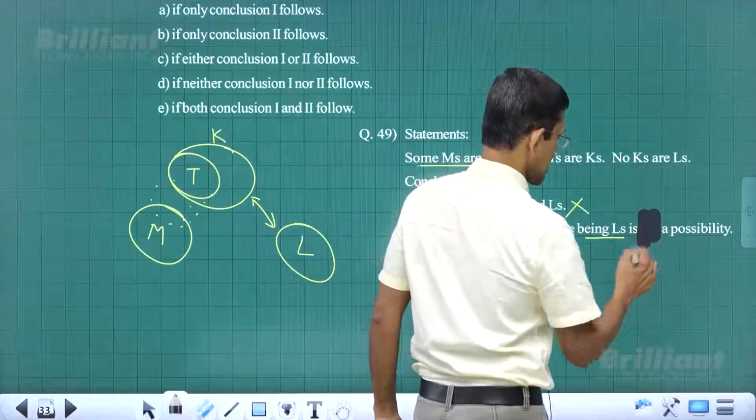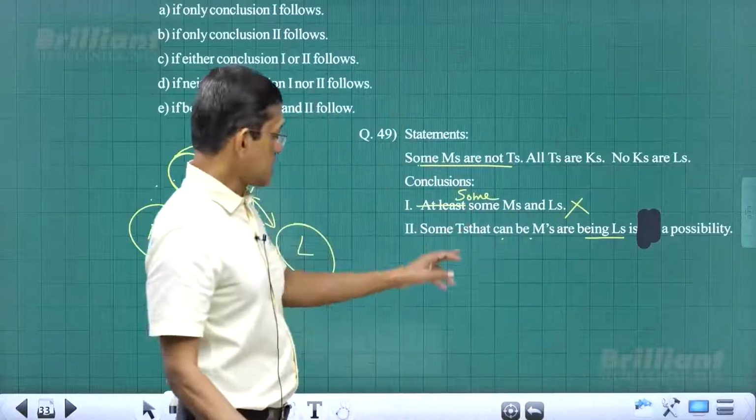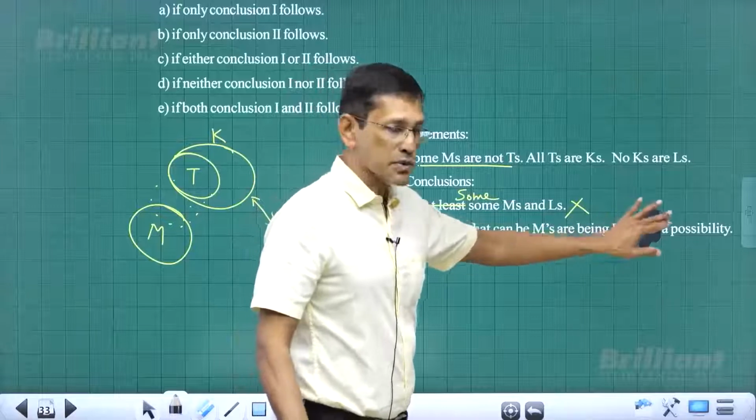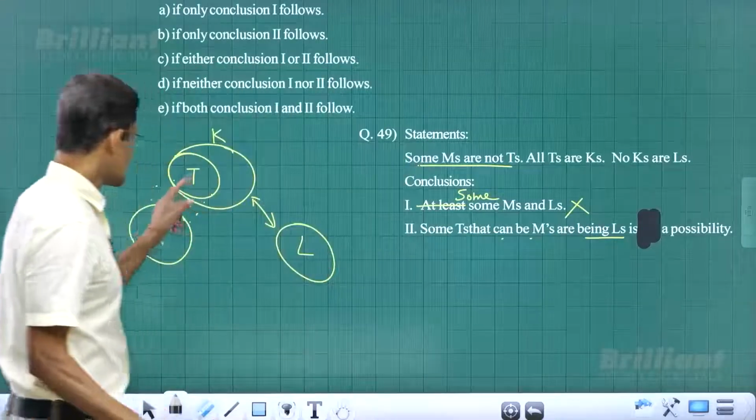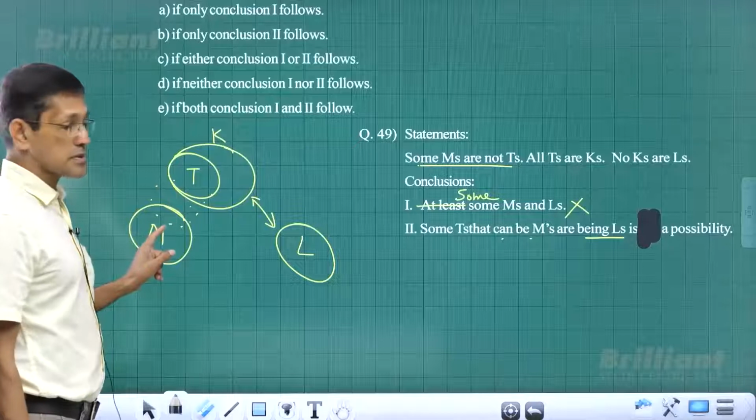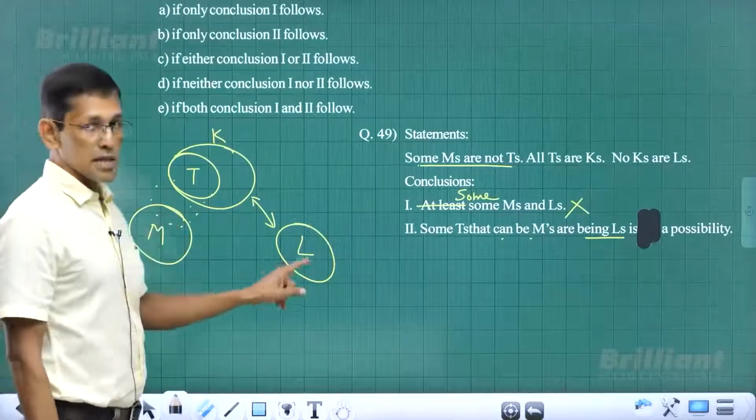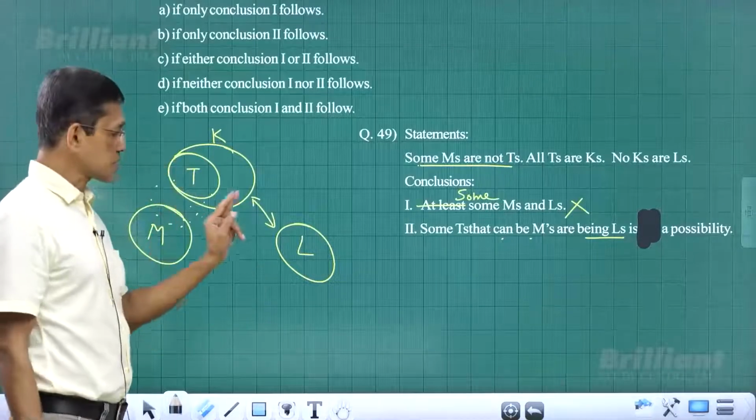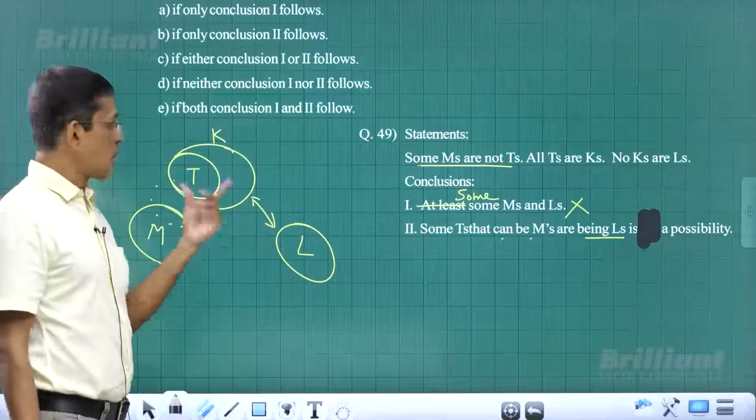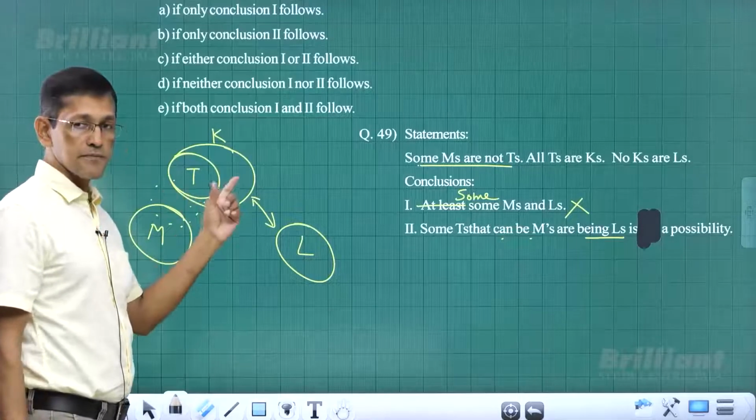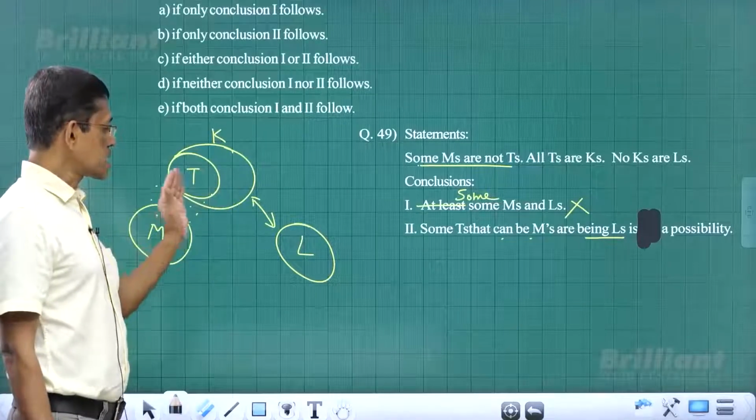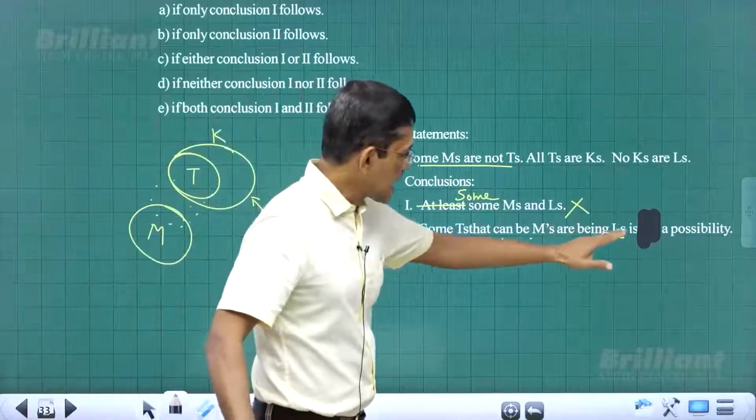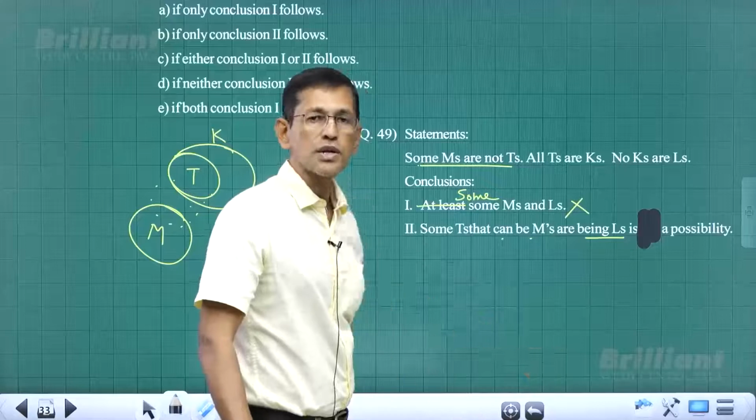Okay. So some T's that can be M's are being L's is a possibility. Look at the T's. No, T cannot be L because L and K cannot intersect. All the T's are inside this K. So ultimately T and L cannot intersect. So some T's that can be M's being L's is a possibility? Not at all. It's not a possibility.